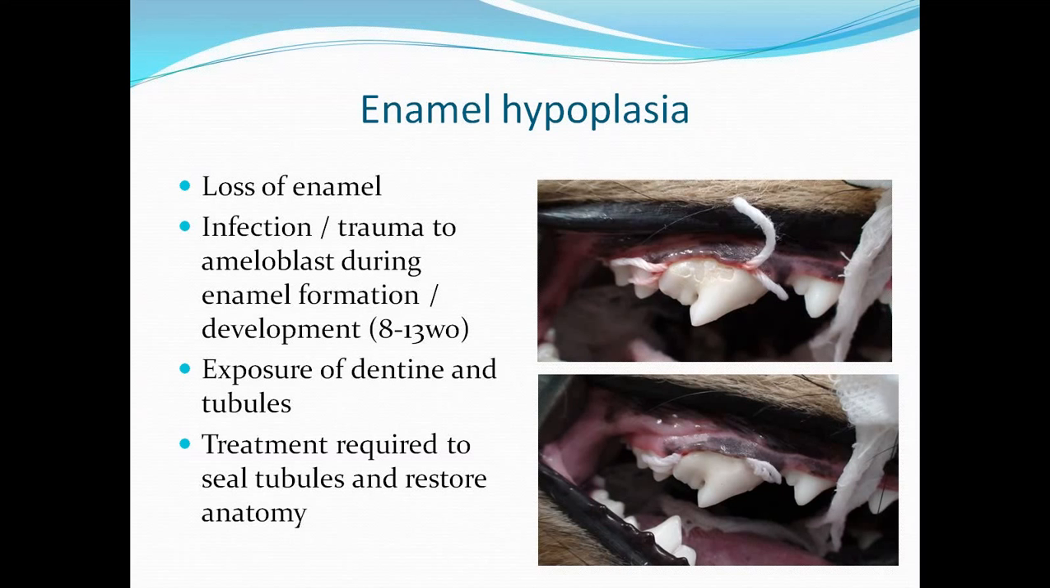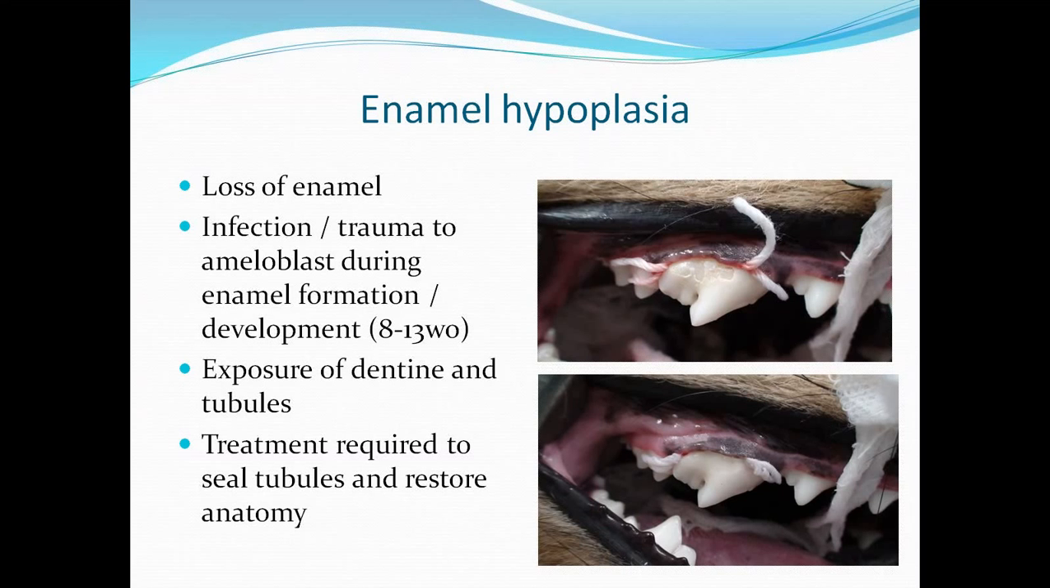So treatment is required in this particular case to seal the dentinal tubules, and we often see them in young puppies. So there's very little chance of the tooth actually becoming infected, and then we want to restore the enamel in this particular situation to restore that enamel bulge so you don't get food going into the sulcus.